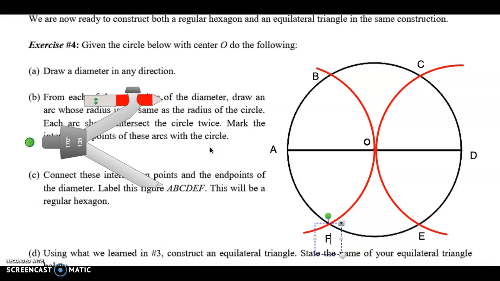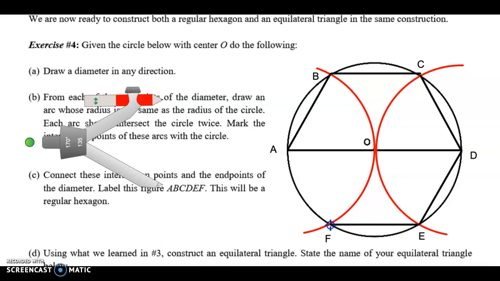So if I want a hexagon, I connect every single point. So I could connect A to B, B to C, C to D. I know it's being a little bit messy at that C there. I'll go back and fix it. D to E, E to F, and A to F. Okay, that's my hexagon. If I wanted to, let's fix that a little bit.